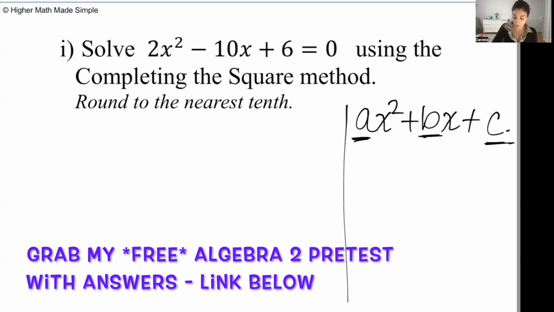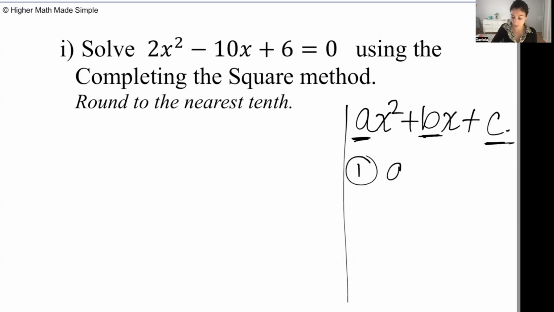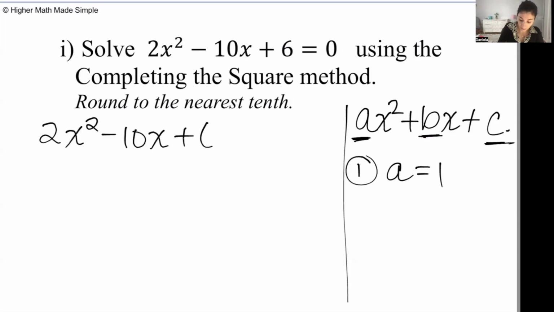All right, so the very, very first step when you complete the square is making sure that the leading coefficient, in other words, that A value, is 1. And as we can see in this example, A is not 1, it's 2. So if it's not 1, you have to make it equal to 1. How do we do that?